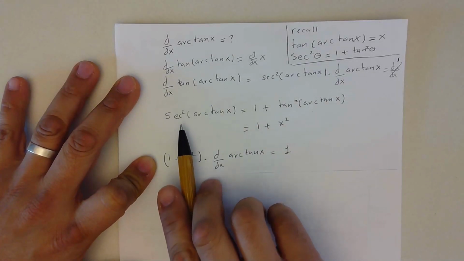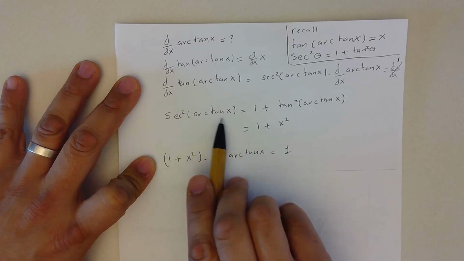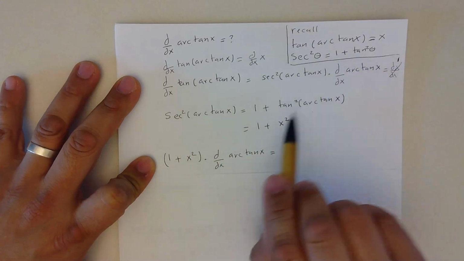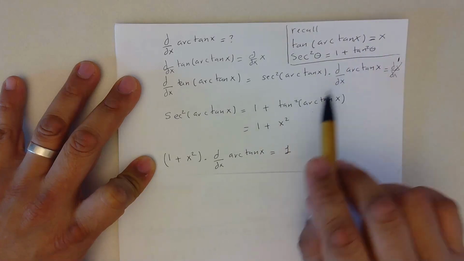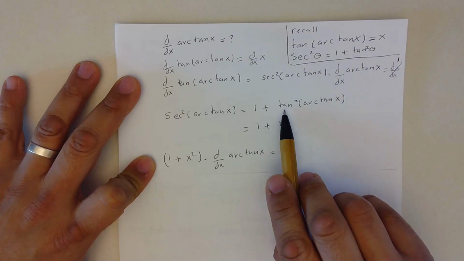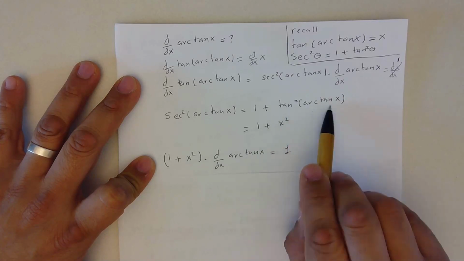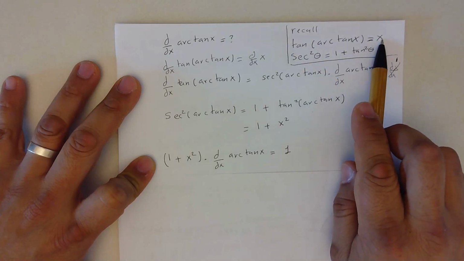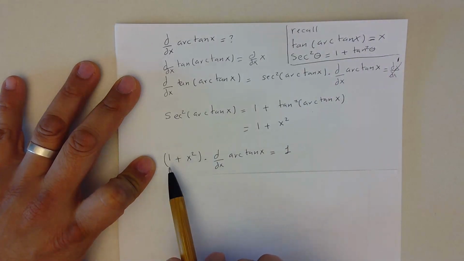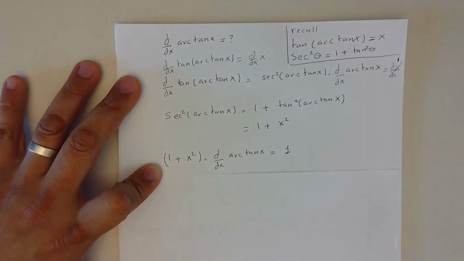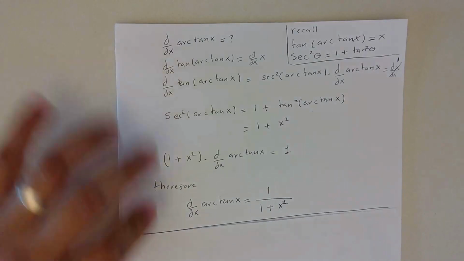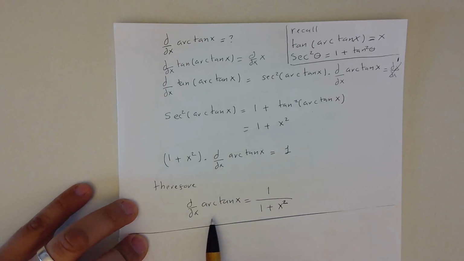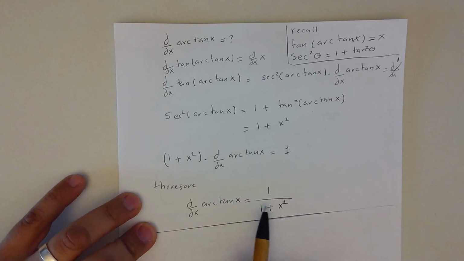We know that the secant squared of the arccotangent is equal, by the trigonometric identity, to this, but the tangent squared of the arccotangent, this is an inverse function, so using this property we can substitute it by x, so this is x squared. So we will have this multiplication equal to 1. What's next is just to simplify. We will have that the derivative of the arccotangent is equal to 1 over 1 plus x squared.